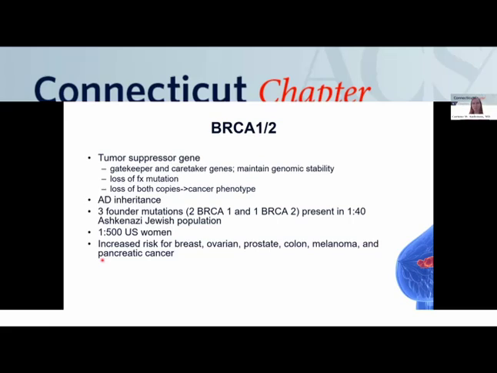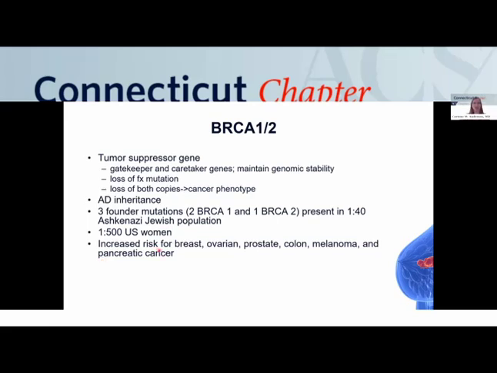Within the Ashkenazi Jewish population, there are 3 specific founder mutations, 2 in BRCA1 and 1 in BRCA2. And those are present in 1 in 40 women within that Ashkenazi Jewish population, whereas in general, the incidence of BRCA1 and 2 mutations in the non-Jewish US women population is 1 in 500. That's one of the reasons that Ashkenazi inheritance is something that we always ask about in breast clinic, because within that population, the incidence of these inherited mutations is so much higher. So that is an indication for genetic testing for anyone who has breast cancer and Ashkenazi ancestry, or even just a family history of breast cancer and Ashkenazi ancestry.